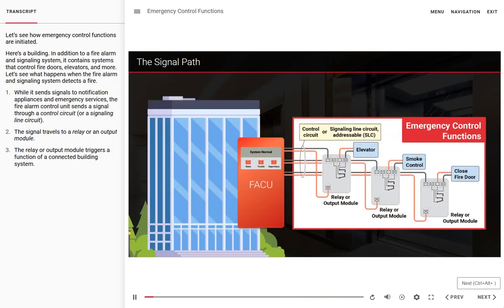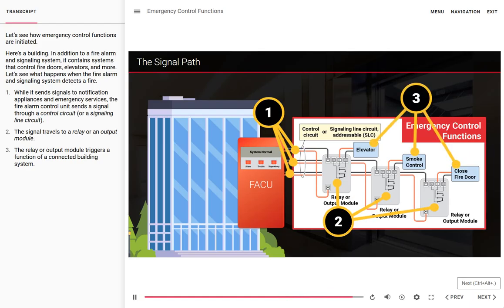Let's see how emergency control functions are initiated. Here's a building. In addition to a fire alarm and signaling system, it contains systems that control fire doors, elevators, and more. Let's see what happens when the fire alarm and signaling system detects a fire. While it sends signals to notification appliances and emergency services, the fire alarm control unit sends a signal through a control circuit, or a signaling line circuit. The signal travels to a relay or an output module. The relay or output module triggers a function of a connected building system.